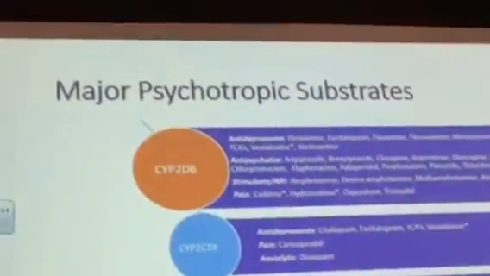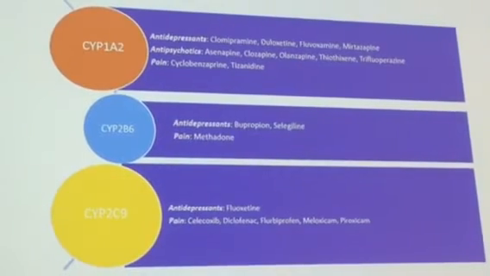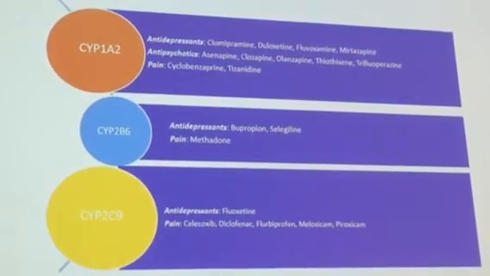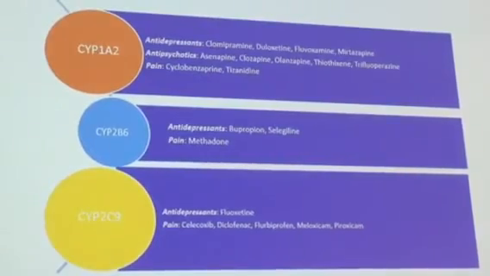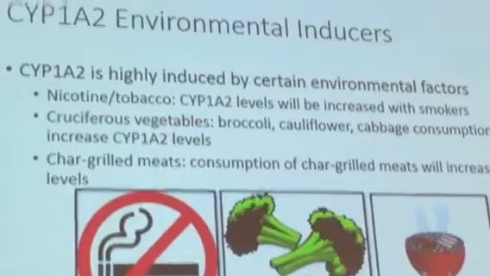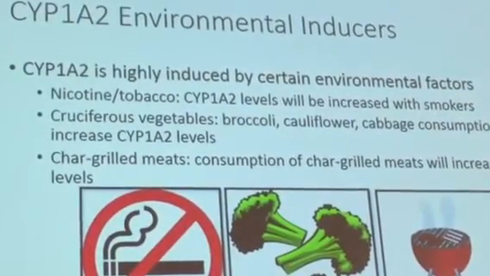CYP2C19. So here are the different families. Here's 2D6, 2C19, and 3A4. 1A2, 2B6, 2C9. 2B6 is a pretty small family. It really only breaks down Wellbutrin and methadone. 1A2 is pretty interesting. It breaks down a lot of medications. But 1A2 is a highly inducible enzyme. It's the most inducible of your P450s, right?